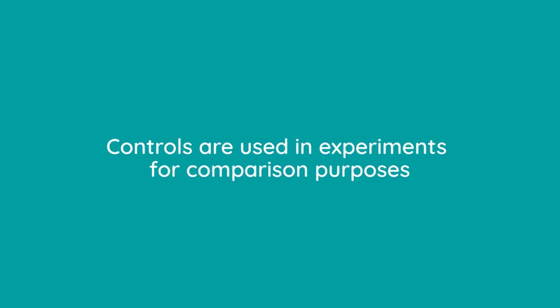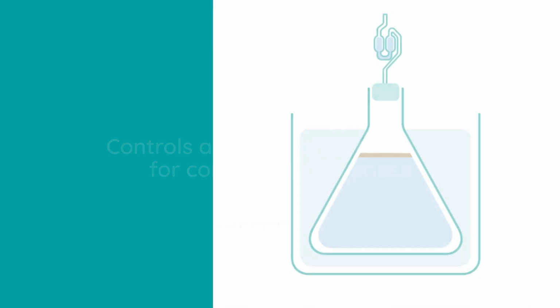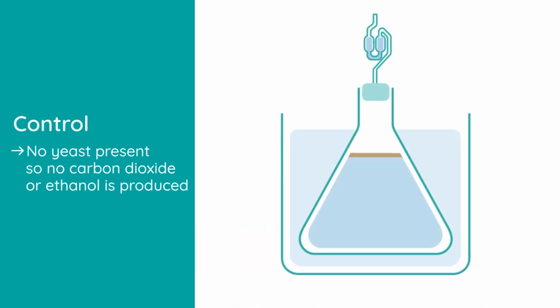Controls are used in experiments for comparison purposes. As a control, we used the exact same diagram as the first diagram, but without any yeast. And in this case, no carbon dioxide or ethanol is produced.